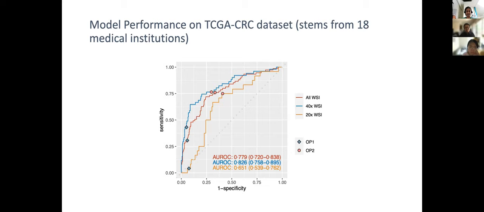I'm going to skip the details about how we trained the model, but we trained our model using deep learning and tested it on an external data set from TCGA, derived from 18 different medical institutions. The red line shows the overall performance, but this TCGA data set consists of both 40x and 20x magnification whole slide images. If we evaluate our model performance only on the 40x slides, represented here in blue, it worked better. If we evaluate our model performance on 20x, it was really bad actually.